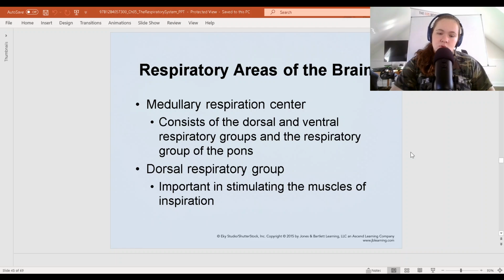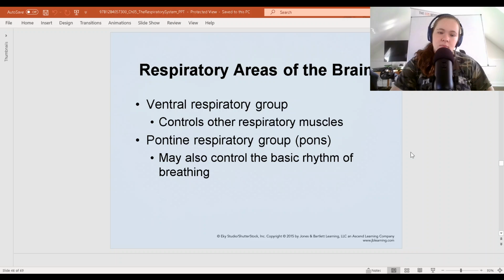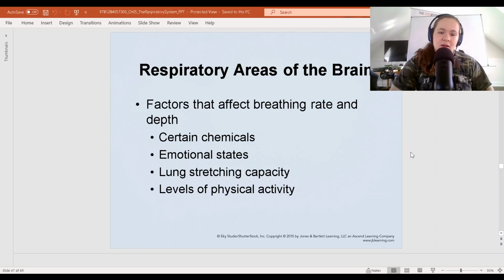The dorsal respiratory group is important in stimulating the muscles of inspiration. The ventral respiratory group controls other respiratory muscles, and the pontine respiratory group, or pons, which we've been saying a lot, may also control the basic rhythm of breathing. Factors that affect breathing rate and depth are certain chemicals, emotional states, lung stretch capacity, and levels of physical activity.